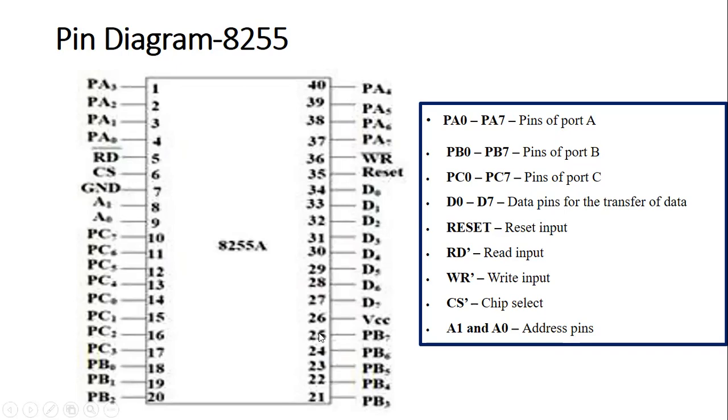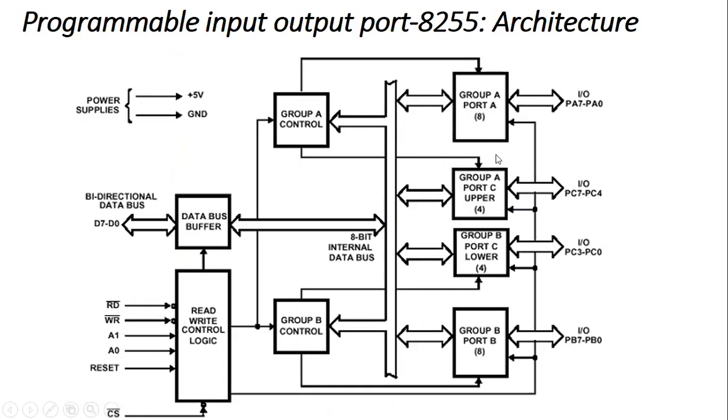is port B. After that, pin number 34 to pin number 27 are the data pins for the transfer of data. Then there is the chip select signal to enable the chip, and then the read and write signals for writing and reading data input, then reset and VCC. These are the main pins of the 8255.